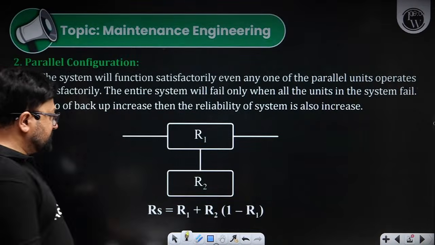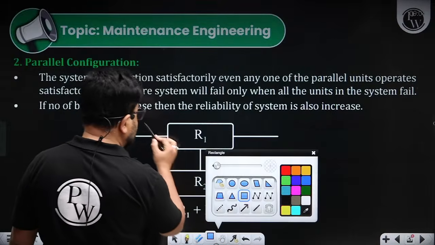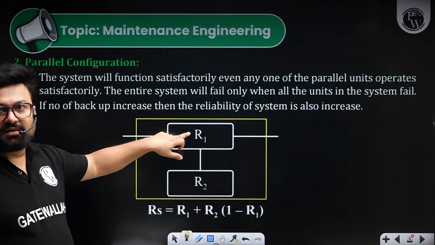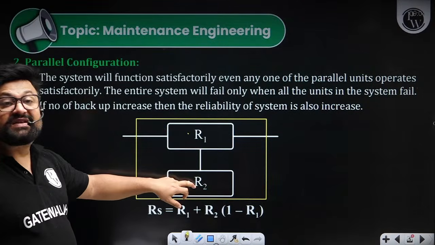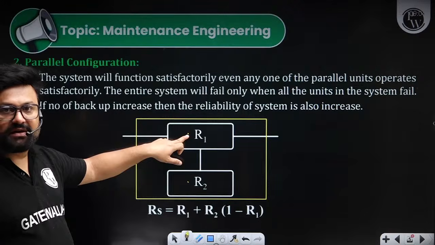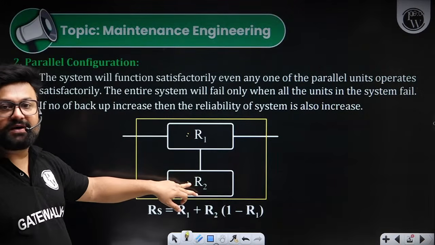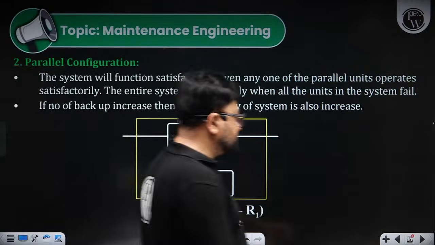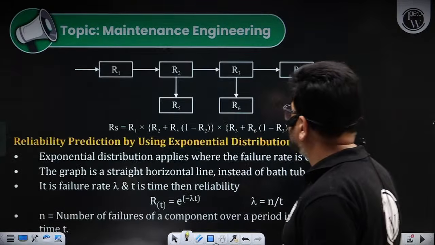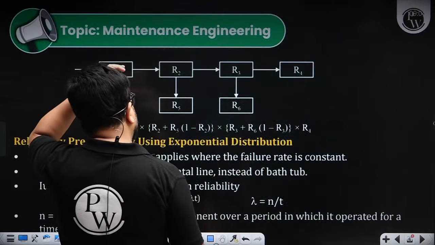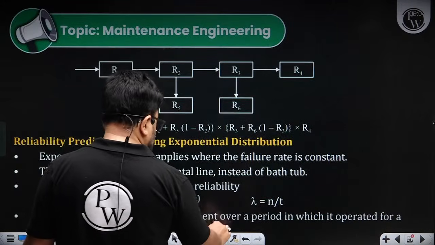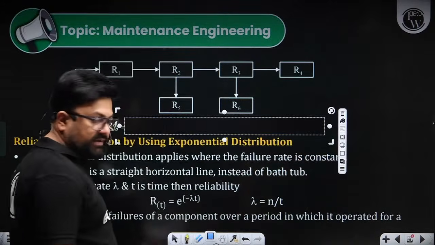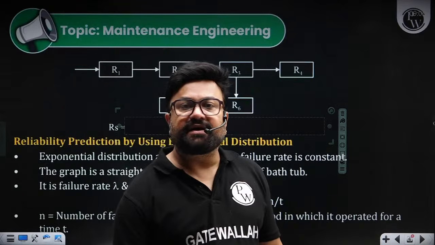So how can you get the reliability of a parallel configuration? The system reliability is R1 plus the component which is the backup of R1, right? The reliability of the backup component R2 multiplied by 1 minus R1. Suppose that this is a component. Now what is the reliability? The reliability is very simple. Let me rewrite it again.